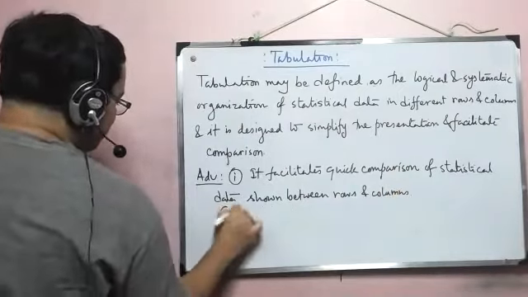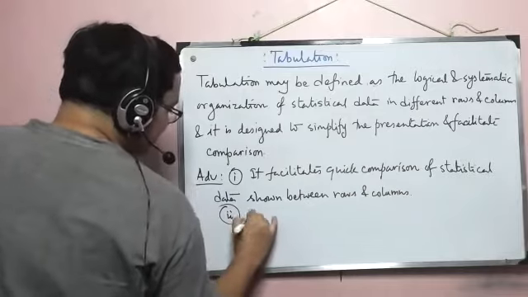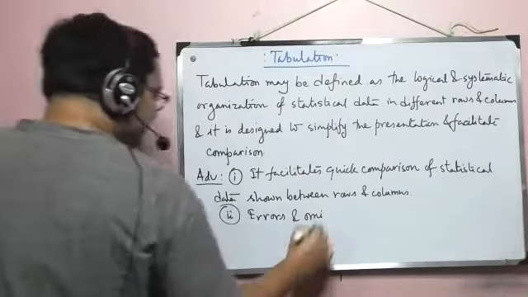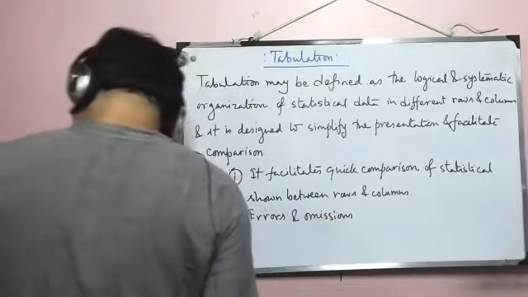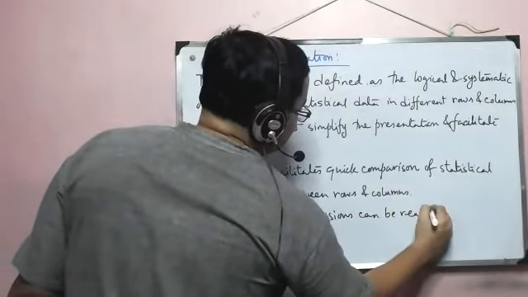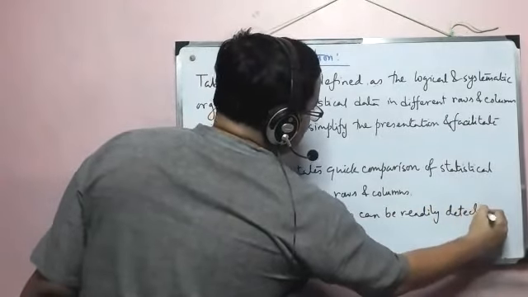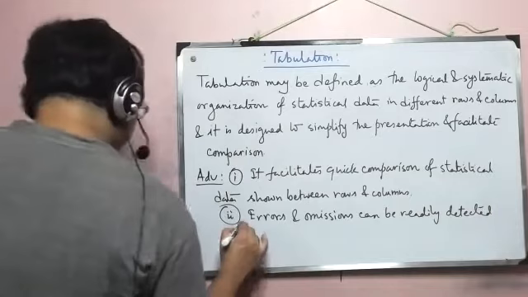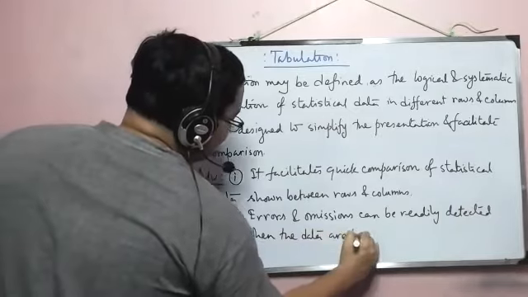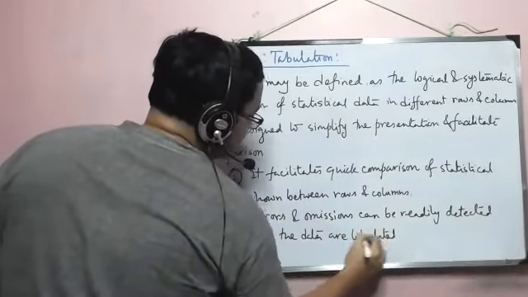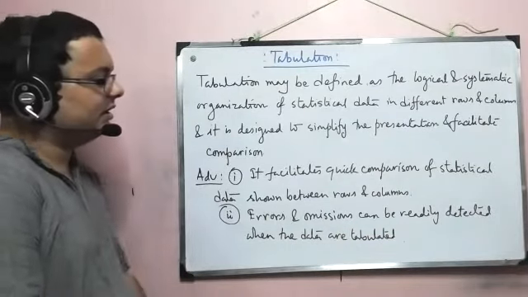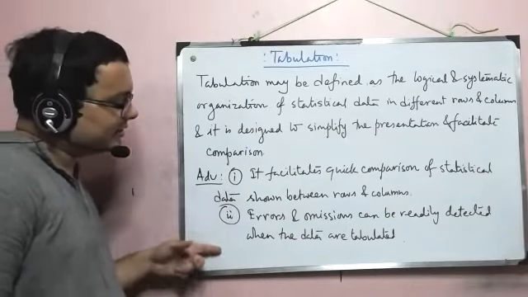Okay, number two is errors and omissions can be readily detected when the data are tabulated. Okay, so errors and omissions can be readily detected when the data are tabulated. Now this is obviously very important.